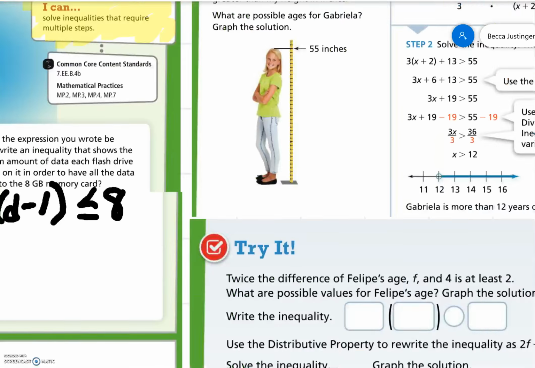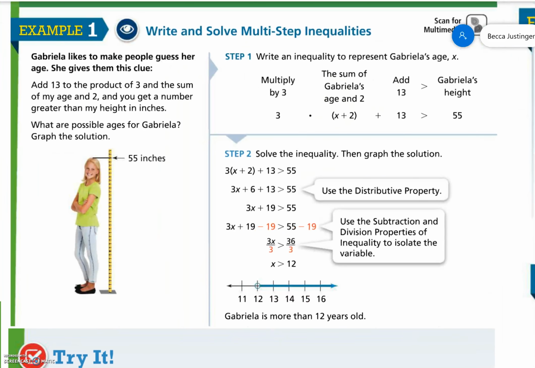Okay, example number 1. Write and solve multi-step inequalities. Gabriella likes to make people guess her age. She gives them this clue. Add 13 to the product of 3 and the sum of my age and 2, and you will get a number greater than my height in inches. And we know her height is 55 inches.